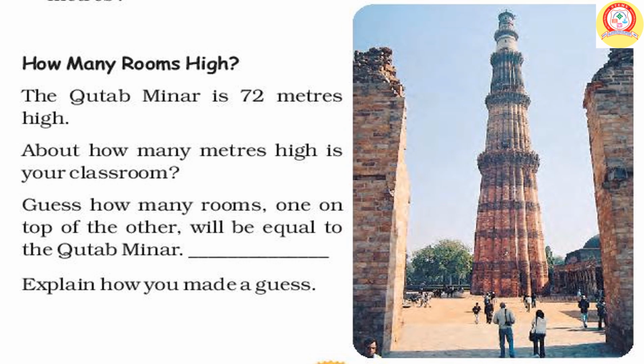Suppose children, your classroom is 3 meter height and Qutub Minar is 72 meter high. So how many rooms should be made to make 72 meter high? So now the number of rooms one on the top of the other, which will be equal to the height of the Qutub Minar, is the height of the Qutub Minar divided by the height of the room. Therefore, 72 divided by 3, we will get 24. So, 24 rooms are to be made to bring the height equal to the Qutub Minar. Okay, children?